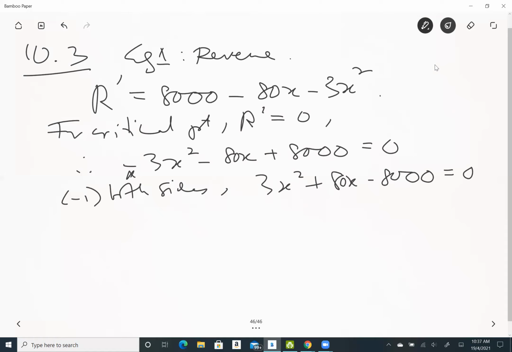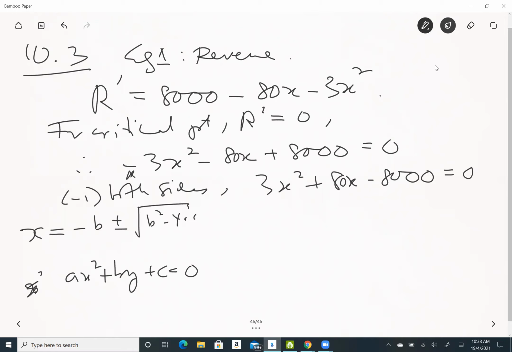Here, 80x. So what you do here, I think the easiest way is to get the roots of this equation. x equal to, for the function ax squared plus bx plus c equal to 0, there is a formula. I think negative b plus or minus the square root of b squared minus 4ac, divided by 2a. Something like that.